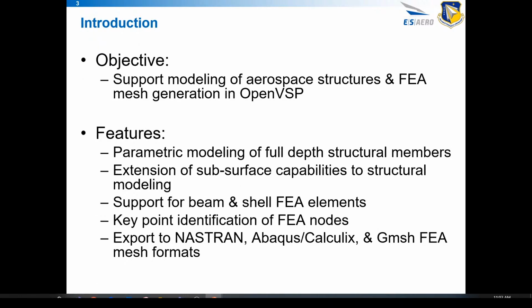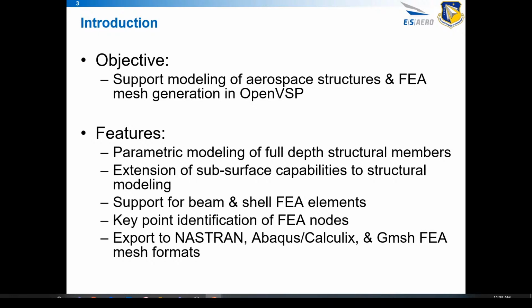When we initially set out to add this capability to OpenVSP, we wanted to just support modeling of aerospace structures and FEA mesh generation. This was actually something that there was a capability for in version 2, but we wanted to bring it to version 3 because it had been left behind and just improve it from there. The features that we have available: we have parametric modeling of full depth structural members. That means things like ribs and spars that go all the way through the OML.